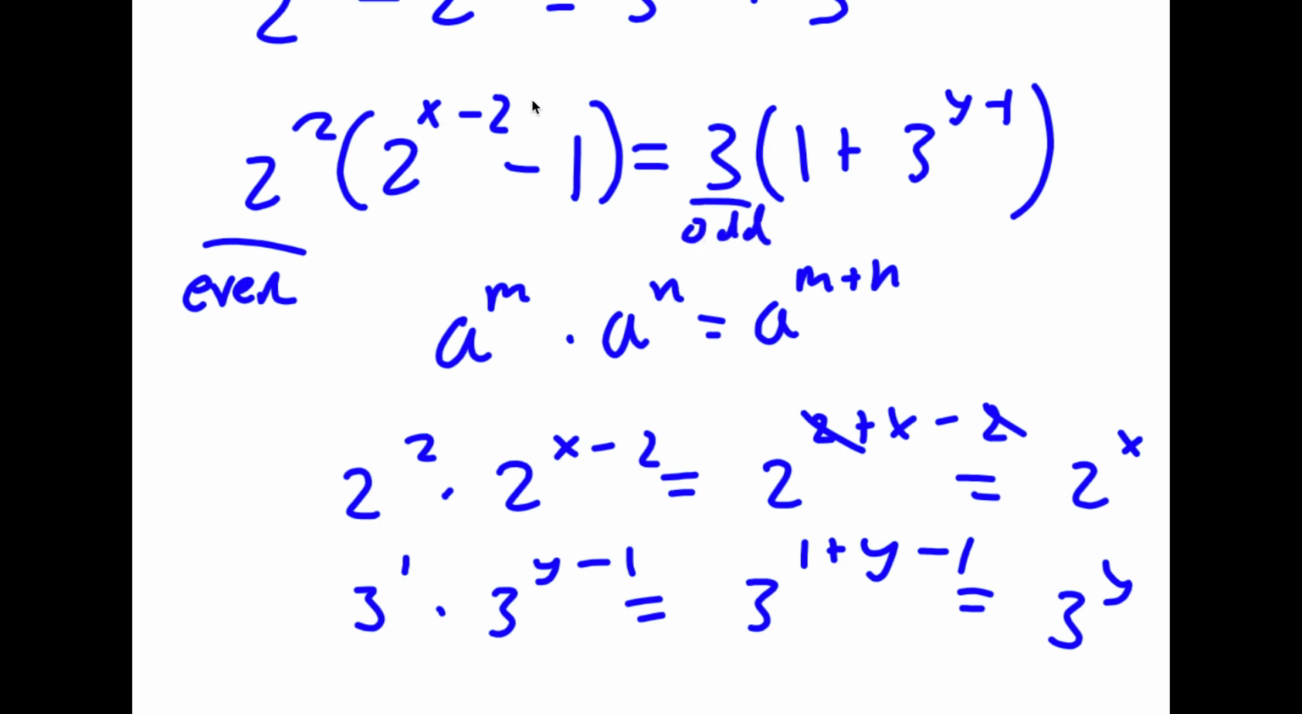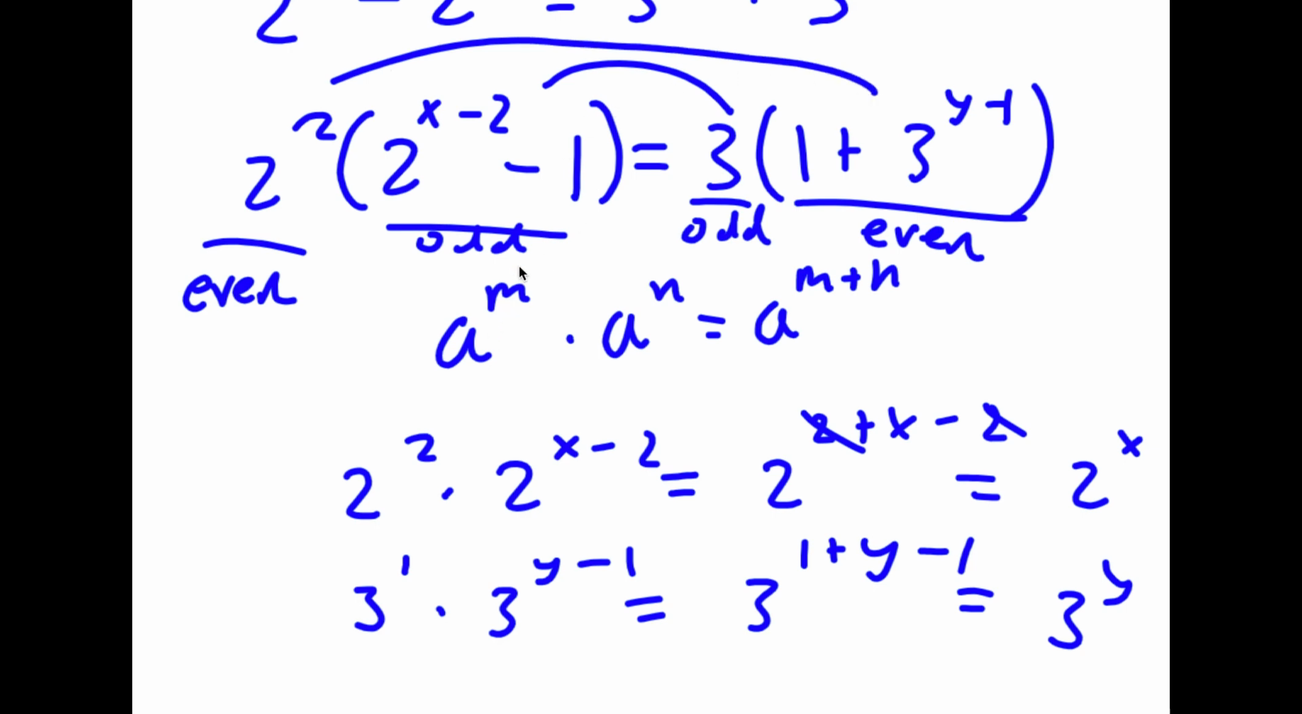Now, 2 to the power of x minus 2, well, 2 to the power of any number is even, and an even number minus 1 is odd. And 3 to the power of any number is odd, and an odd number plus 1 is even. So I have an even number times an odd number is equal to an odd number times an even number, meaning these two odd numbers are equal to each other, and these two even numbers are equal to each other.